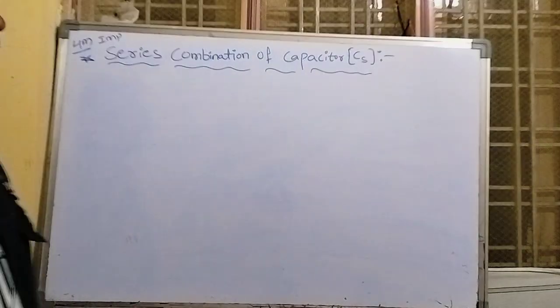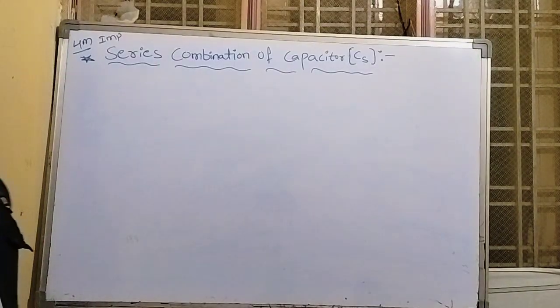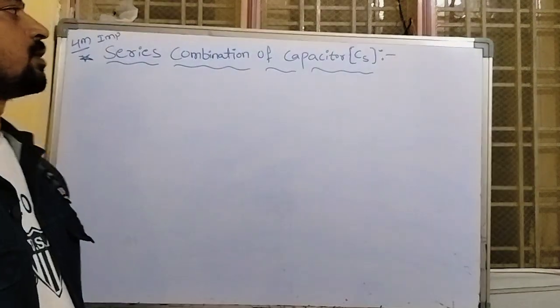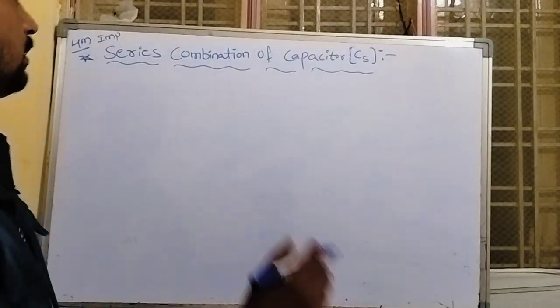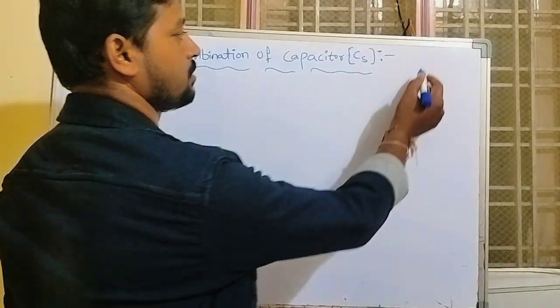The topic is the series combination of capacitors, in second year, fifth lesson. It is worth 4 marks and is very important. What is the series combination of the capacitors? We have to take three capacitors. What is the capacitor symbol?